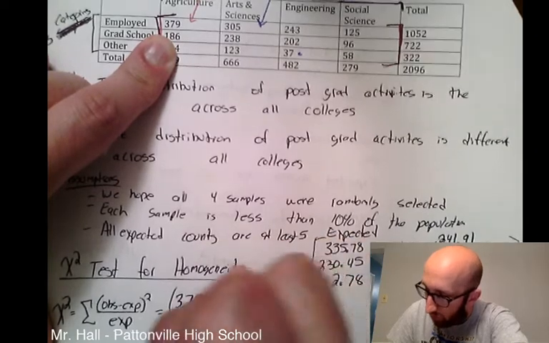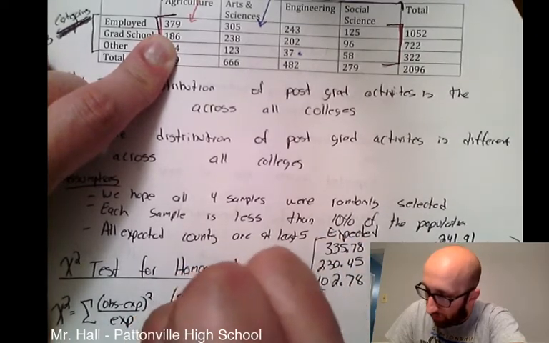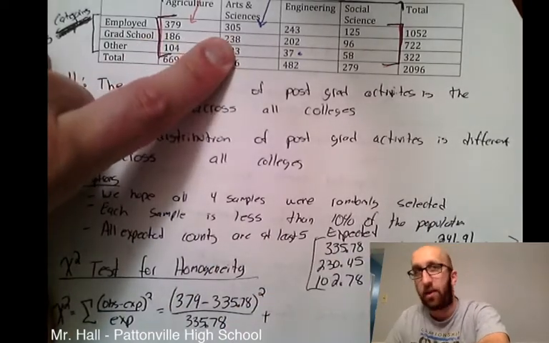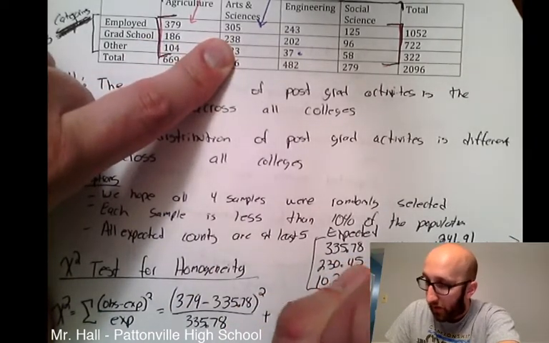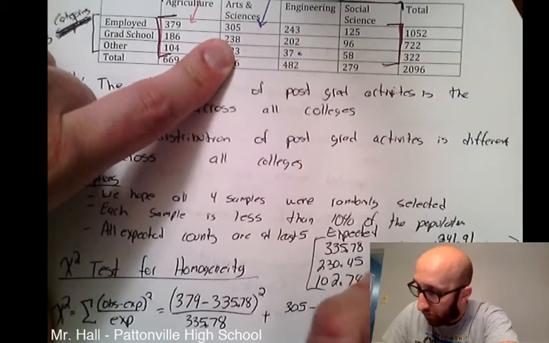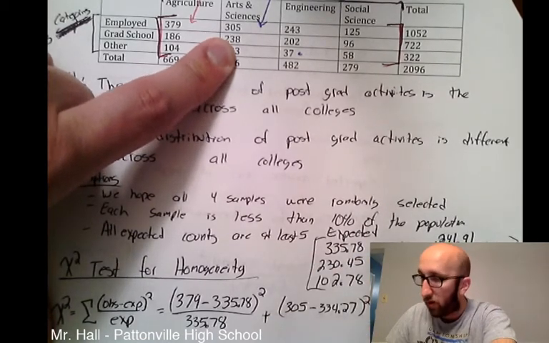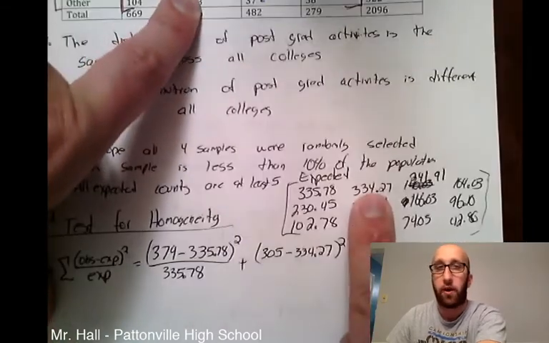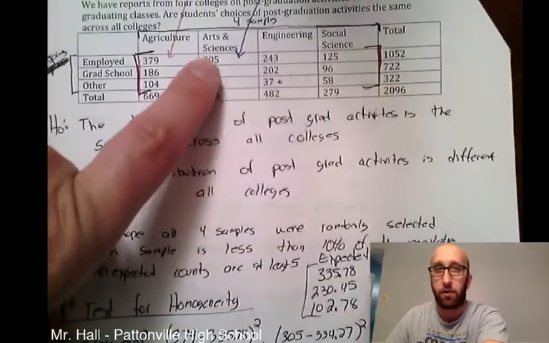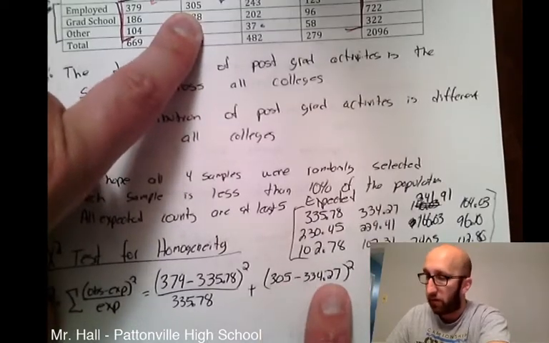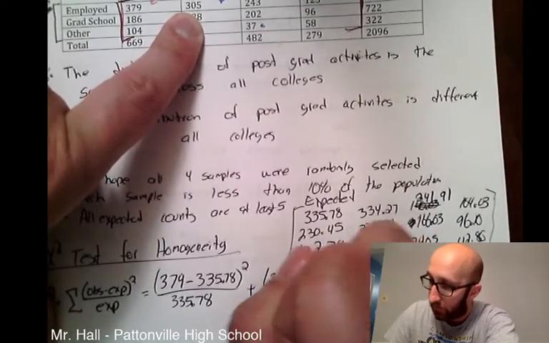We're going to square it and divide by 335.78. The next cell, you would have 305 minus 334.27. Square it. So I'm taking the corresponding cells in each of my observed matrix and my expected matrix. 305 minus 334.27. Square it.